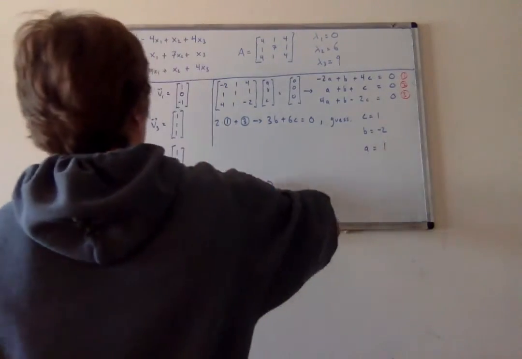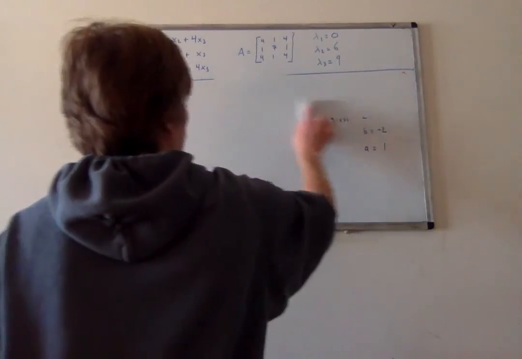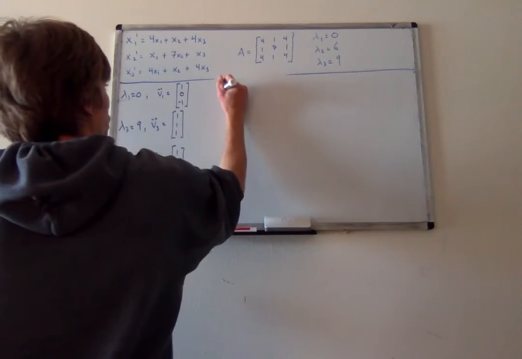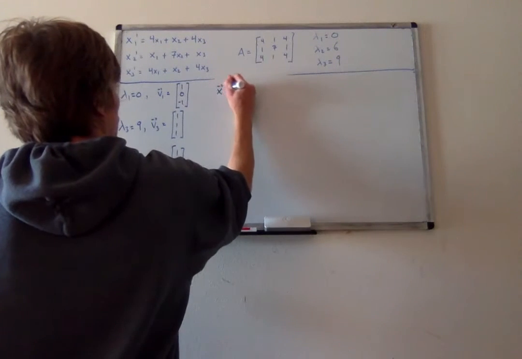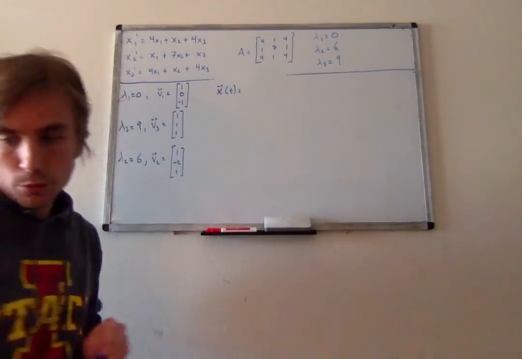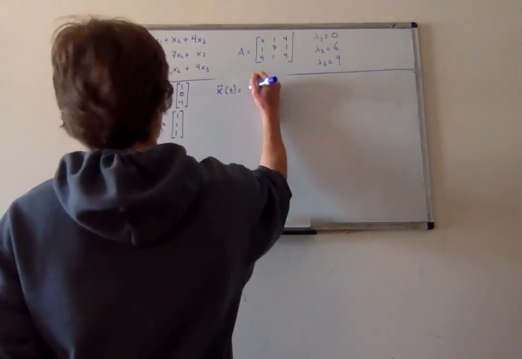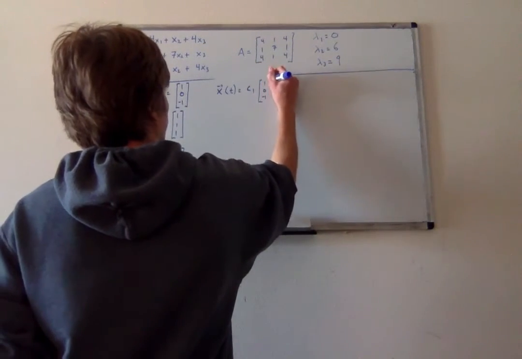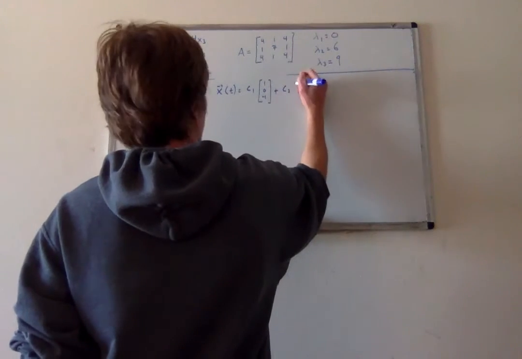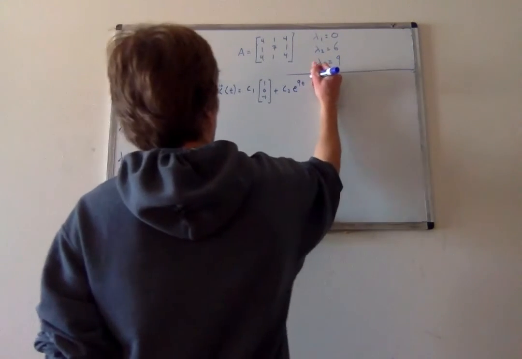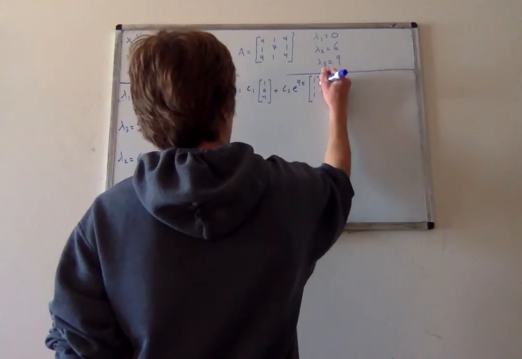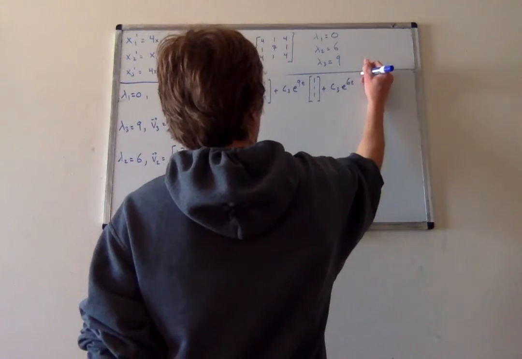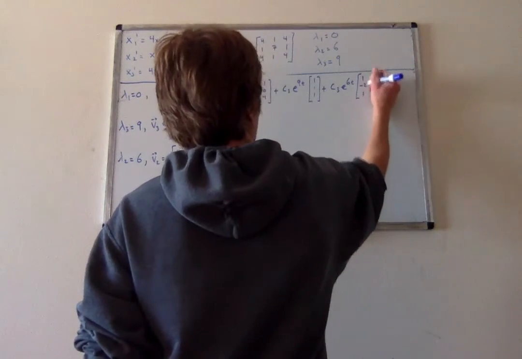All right, so given these three eigenvalue, eigenvector pairs, we get that a general solution of this system of equations is equal to c1 times (1, 0, -1), plus c2 e to the 9t times (1, 1, 1), plus c3 e to the 6t times (1, -2, 1).